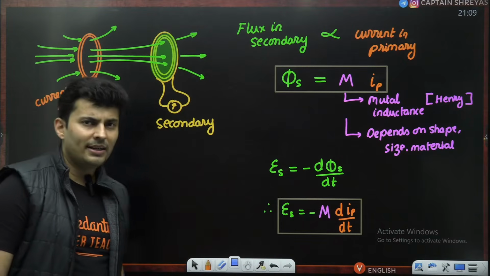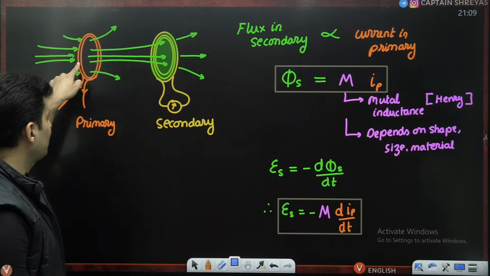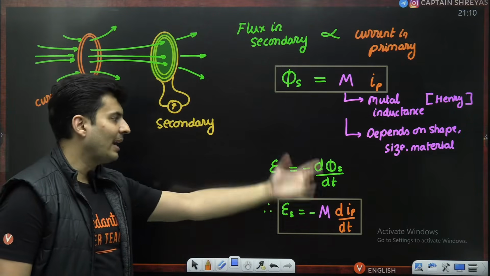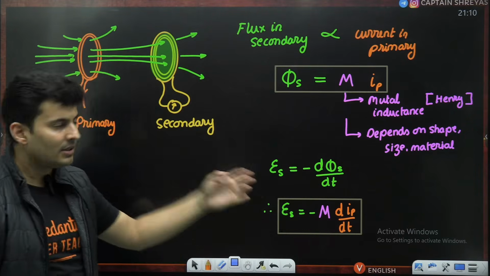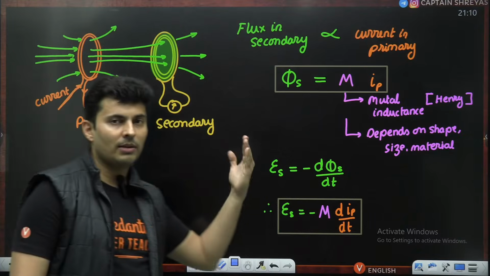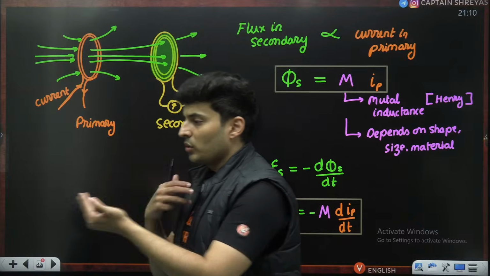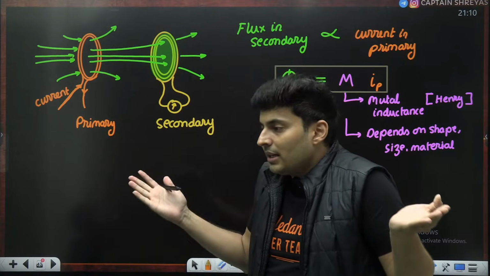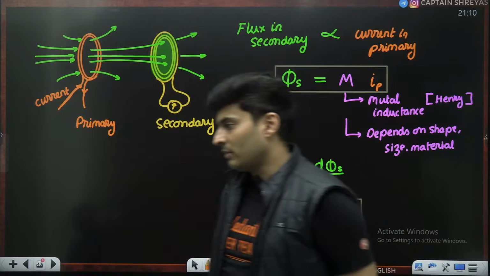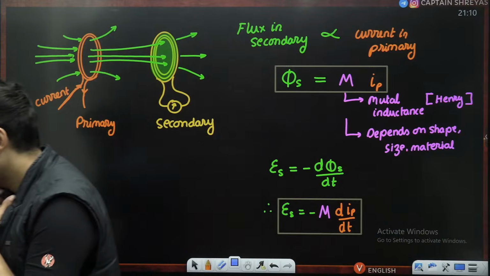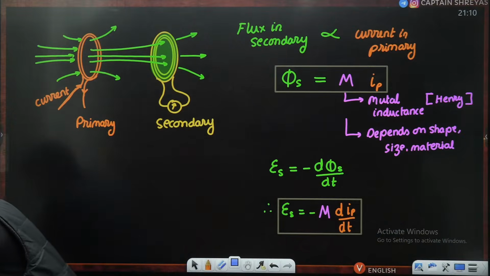Some of you will be wondering, sir, if I make this coil primary and this coil secondary, will this M factor remain the same? The answer is yes. It really doesn't matter which you make primary and which you make secondary. Every time the mutual coefficient is the same. Keep this in mind. I hope this is absolutely clear.